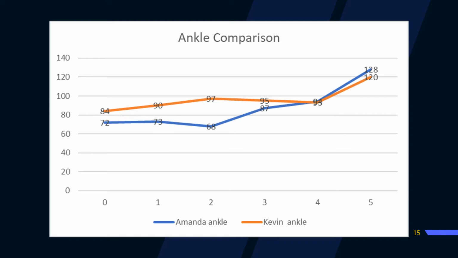For angle comparison, you can see on the y-axis is the degrees of the joint, and on the x-axis is time, and Amanda's is in blue and Kevin Durant's is in orange. You can really see how Amanda's ankle degrees change a lot more than Kevin Durant's. This can be seen with her lowest point being at 68 degrees and her highest point being at 128 degrees.